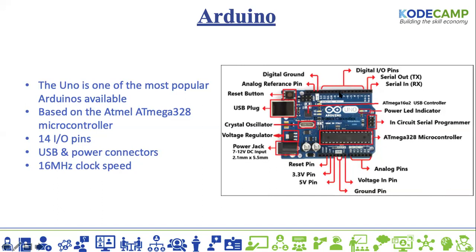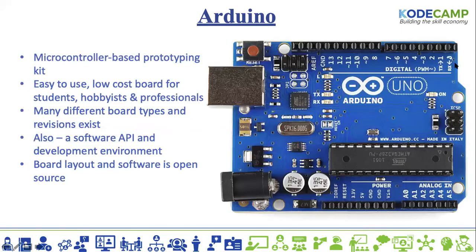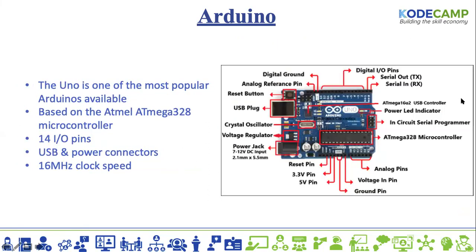Now these digital pins can also be used as analog pins. The reason I say that is, looking at this, you can see something like a sinusoidal wave symbol at pin number 3, pin number 5, pin number 6, pin number 9, pin number 10, and pin number 11. This means those pins are called the PWM pins, that is, pulse width modulation.